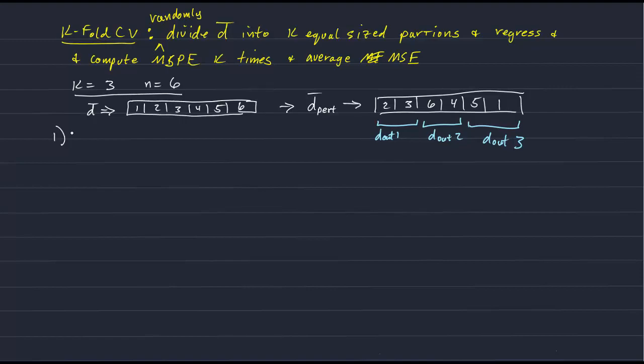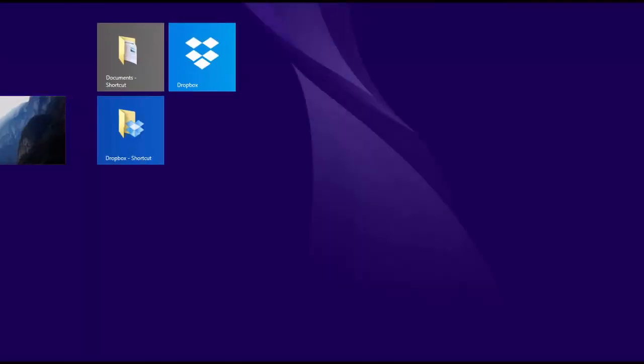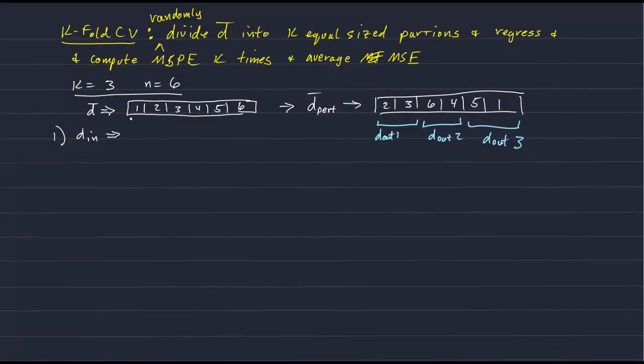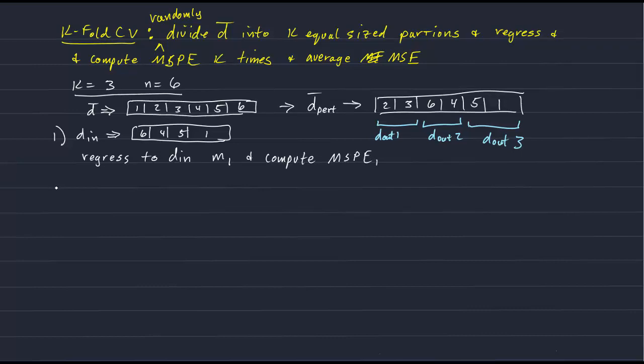So for our first test, D in is going to be everything not in D out, so that's going to be data points 6, 4, 5, and 1. And we regress to D in, and we get our first model coefficients, and compute MSPE1, and then we repeat this using D out 2.